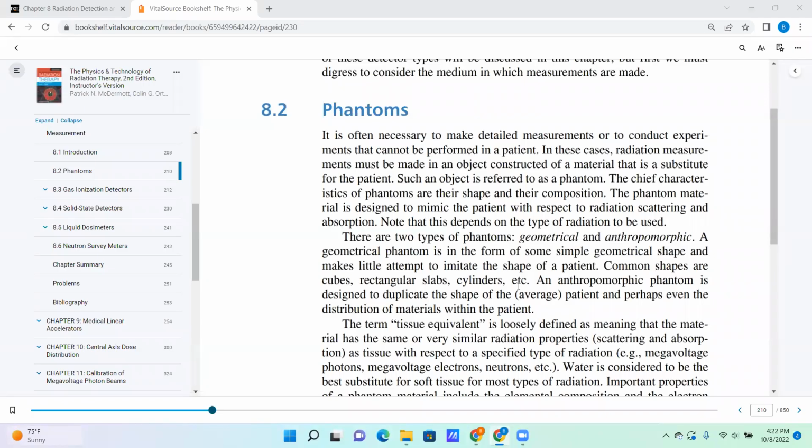Here we're going to start out with section 8.2, and we'll also fit in 8.3 into this. So, to make detailed measurements or to conduct experiments that can't be performed on a patient, we've still got to make the measurement, but we obviously don't want to do it on a live or, for that matter, a dead body. So, what do we do in order to be able to get an idea as to what these measurements are actually going to be?